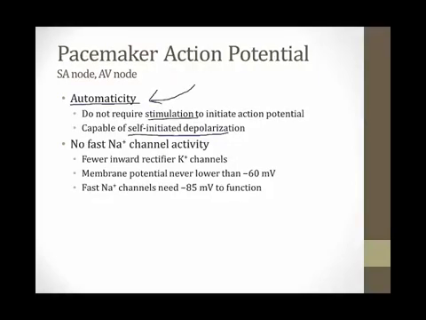In addition, cells that have the pacemaker action potential have no fast sodium channel activity. These cells have fewer inward rectifier potassium channels. And remember what I told you before, those channels are what make myocytes have a negative 85 millivolt membrane potential at rest. Because pacemaker cells have fewer of these channels, their membrane potential never gets lower than minus 60 millivolts. And those fast sodium channels need a membrane voltage of minus 85 millivolts to function properly. As a result, there is no important role for fast sodium channels in pacemaker cells.